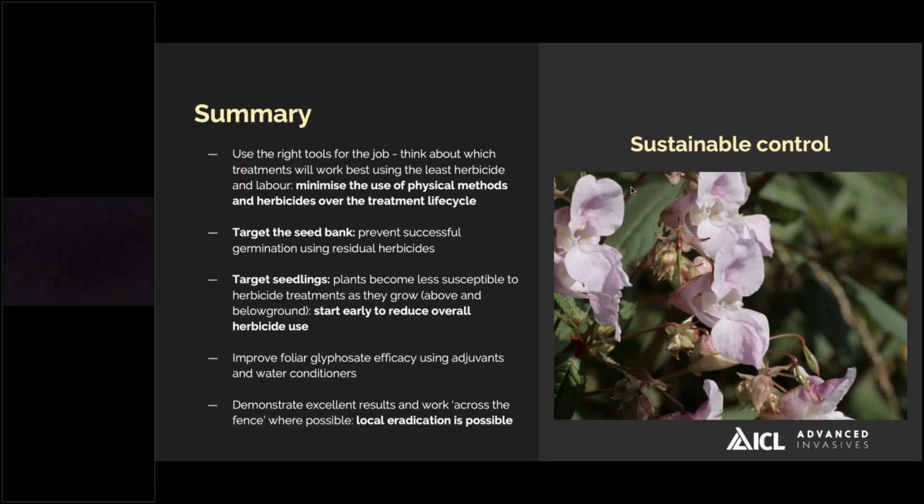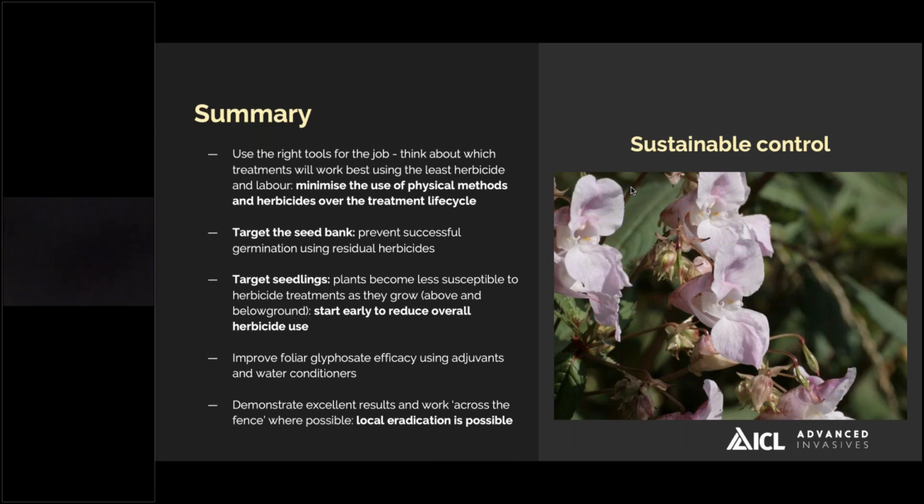So to summarize sustainable control, if you come to the situation where you've got flowers that you can see, you've probably missed your chance. So use the right tools for the job. Think about which treatments will work best using the least herbicide and labour. That last point is really important. Minimise the use of physical methods and herbicides over the treatment cycle.